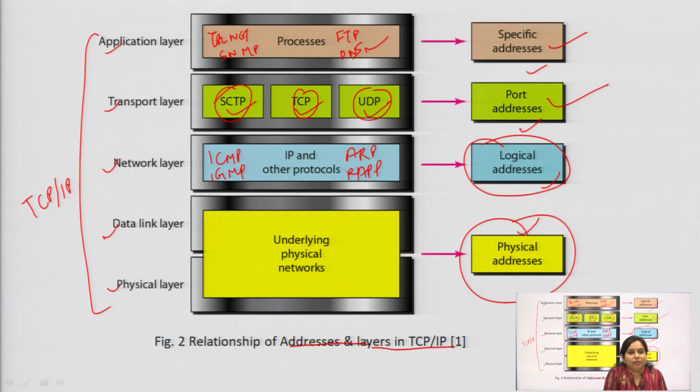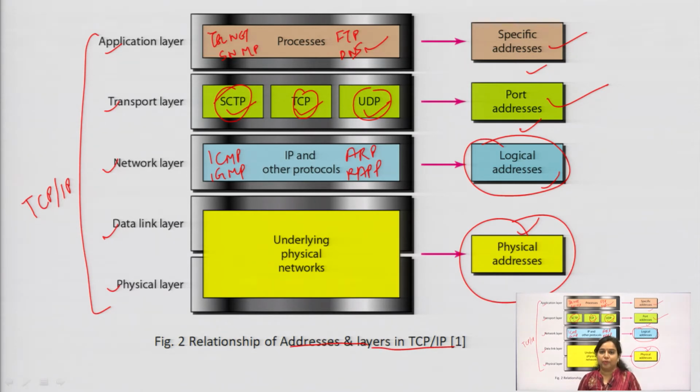You can see the mapping of these addresses and the layers in the TCP IP. Physical layer and data link layer are associated with the physical address, network layer is associated with the logical address, transport layer is associated with the port address, and then application layer is related to the specific address. Why specific address? Because we do not require every application to be used at the same point of time. We can use different applications also. So, this is the mapping or the relationship of the addresses with the layers of the TCP IP.